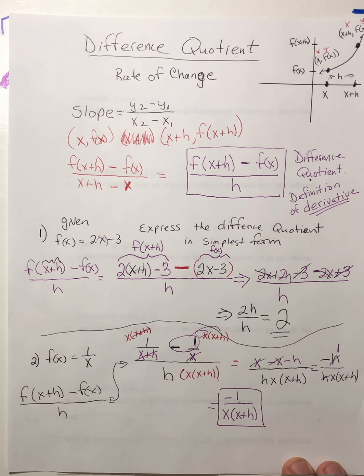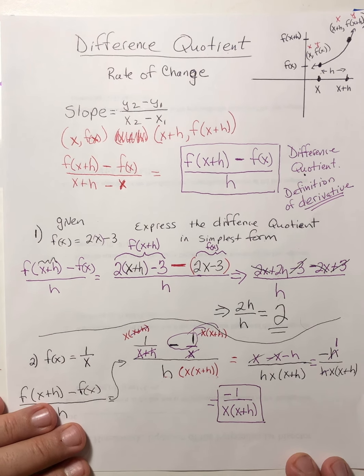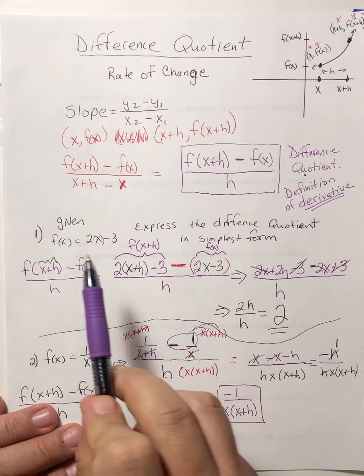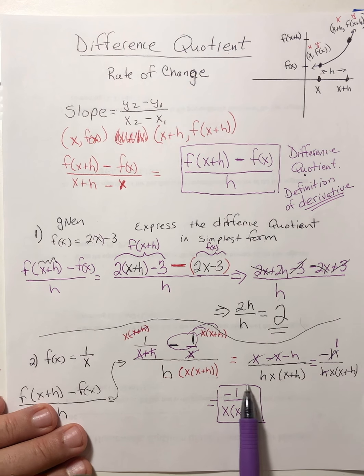All right, now, what does this mean in terms of a derivative? What I was talking about up here? The derivative of this equation, I'm going to show you, is equal to negative 1 over x squared, and I'm going to show you where that comes from.